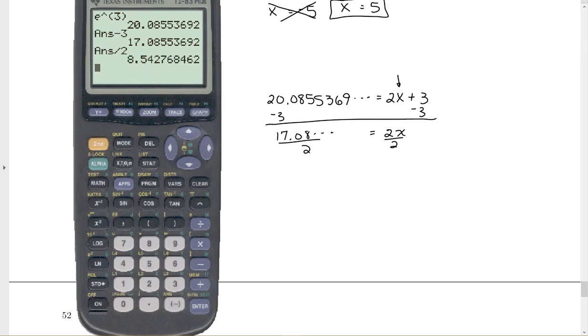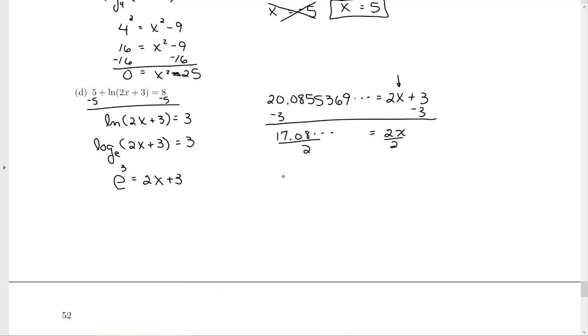And they wanted it rounded to 3 decimal places. So 1, 2, 3, draw your line in, and then look to the right of the line. 7 is bigger than 5, so I bump the 2 up to a 3. So x is equal to 8.54, and then that got bumped up to a 3.